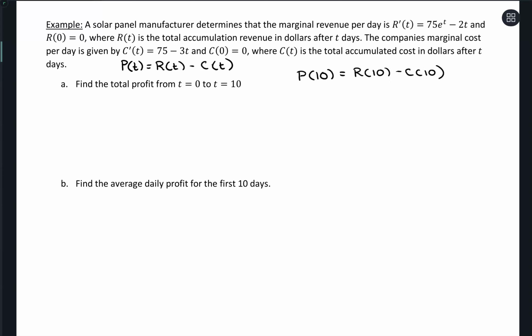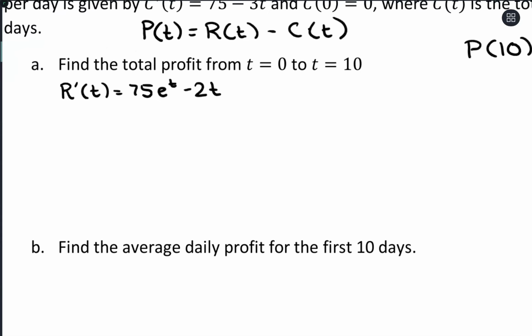So finding our revenue function, we know R prime of t is equal to 75 e to the t minus 2t. And what we need to do is take the antiderivative, to get r of t. Let's see, the antiderivative of 75 e to the t, we are going to just still have 75 e to the t. Antiderivative of negative 2t, so that'll be a negative 2t squared over 2, so negative t squared. And then because this is indefinite, we're going to have a plus c at the end.